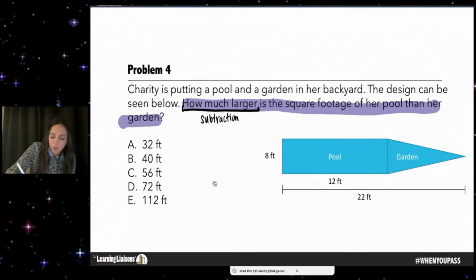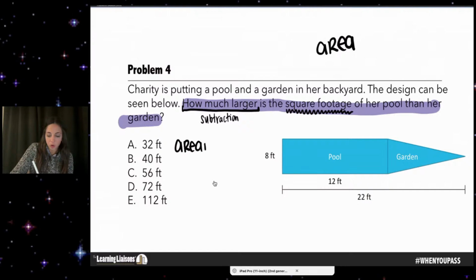And they're looking for the square footage. What does that mean when I'm looking for the square footage? I'm looking for area. So I need to find the area of the pool and subtract the area of the garden from it.